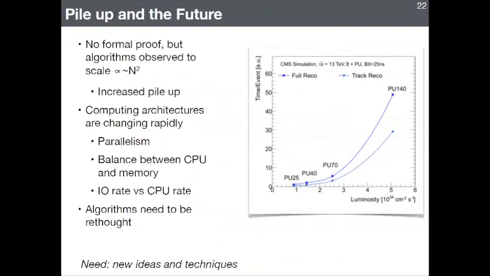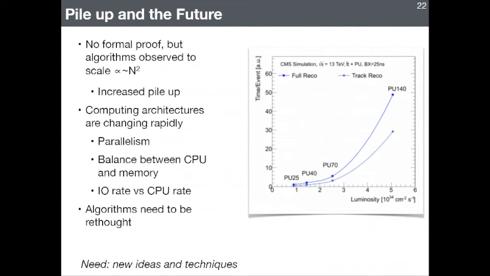So now looking a bit towards the future, as far as I know, and I'd love to be corrected if I'm wrong, our algorithms seem to scale on the order of n squared. And I don't believe there's actually a formal proof saying that this is how they have to be. And of course, we're going to be increasing pileup as we go into the future.